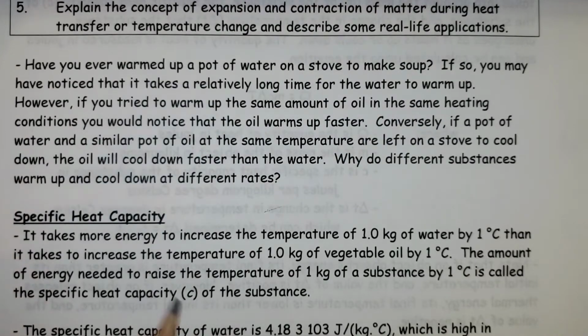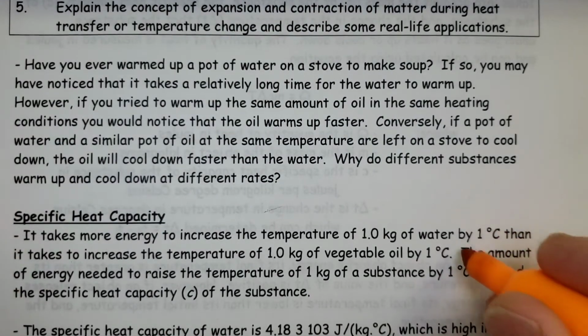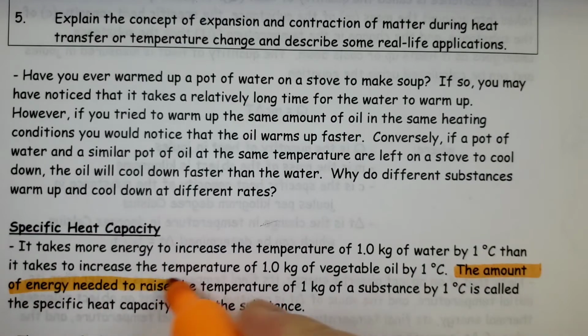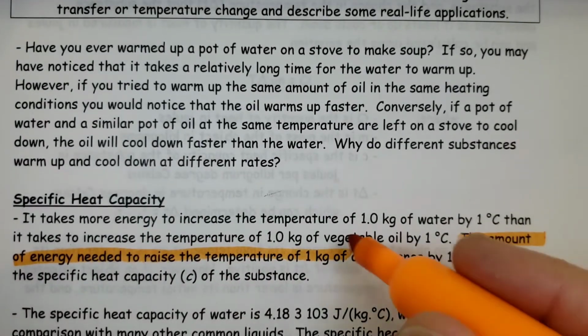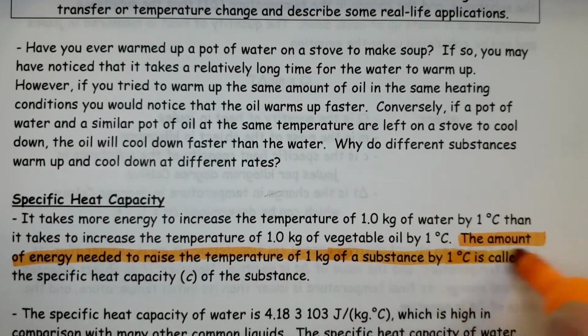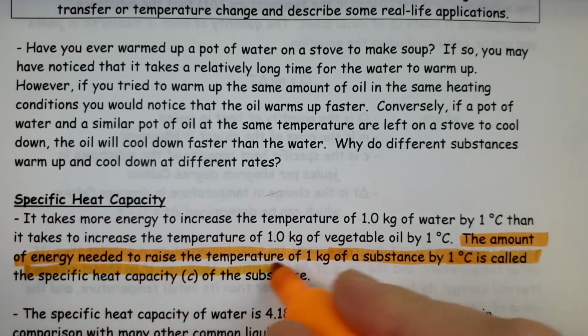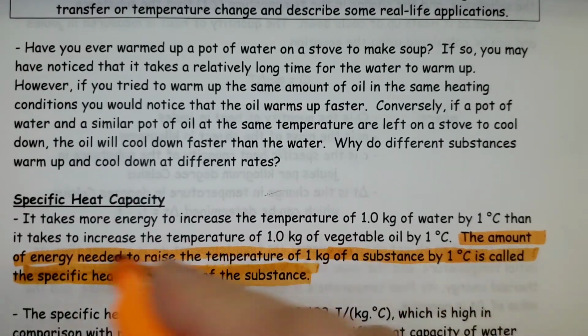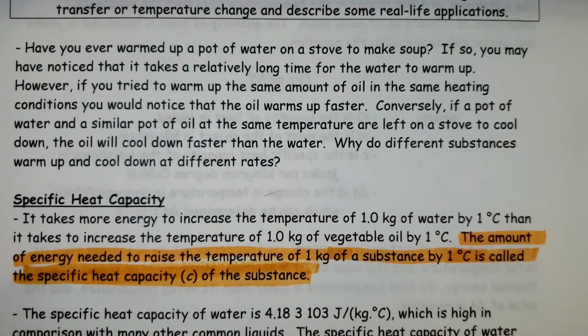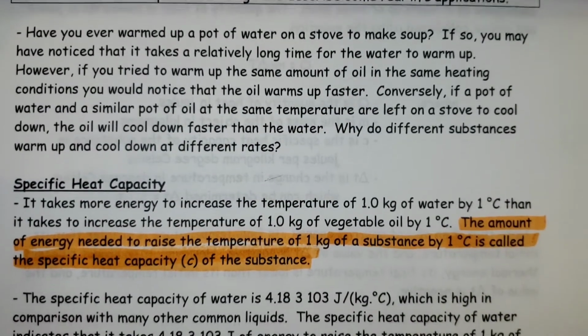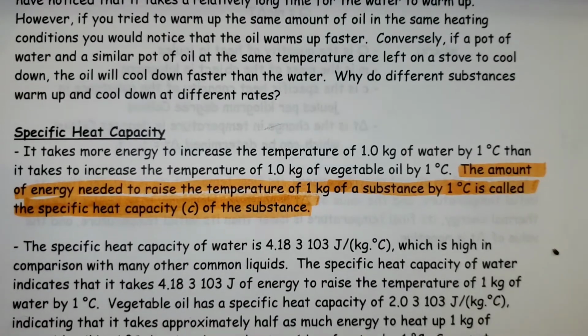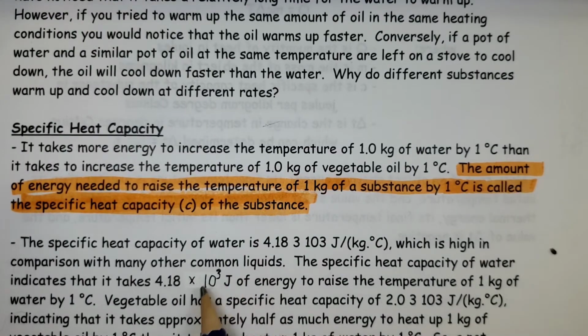degree C. The amount of energy required to raise the temperature of 1 kilogram of a particular substance by 1 degree C is called the specific heat capacity of that substance. So the amount of energy required to raise 1 kg up by 1 degree C. The specific heat capacity of water is 4.18 times 10 to the 3.